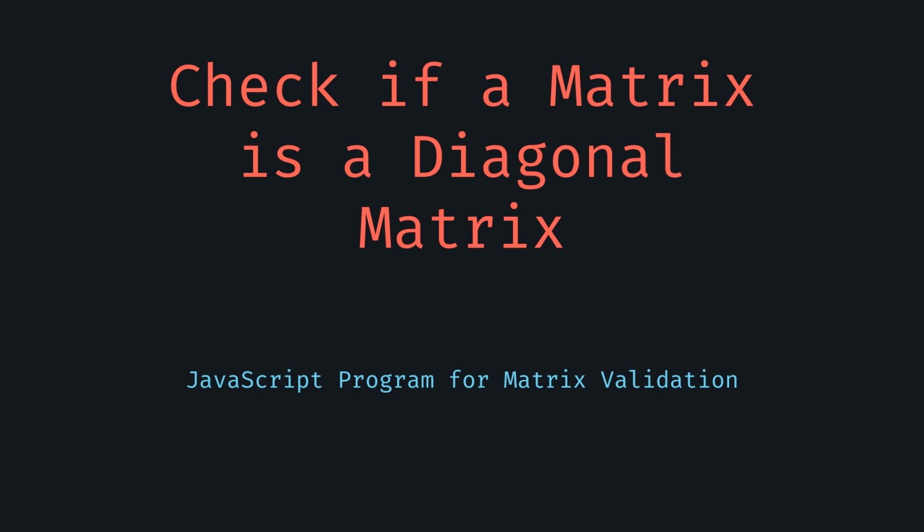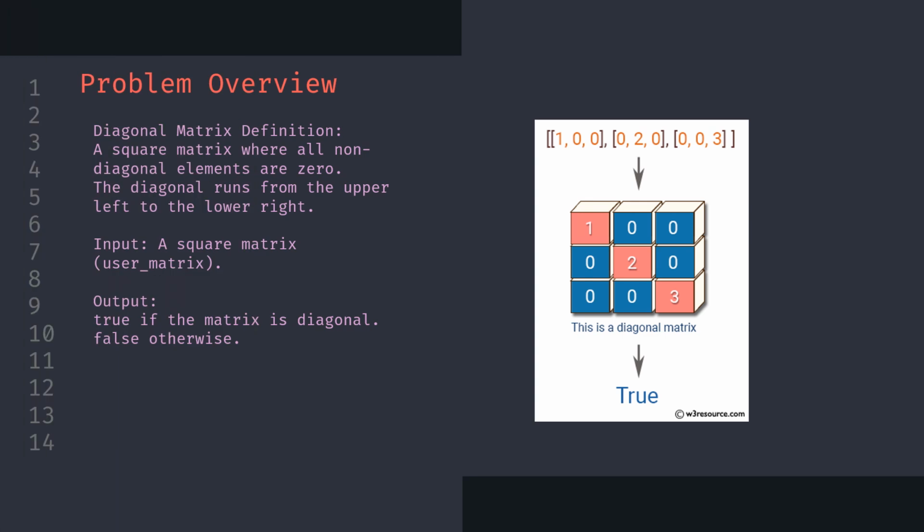In this session, we check if a given matrix is a diagonal matrix. A diagonal matrix is one where all elements outside the main diagonal are zero. Let's get started. A diagonal matrix has zero values for all elements except those on the diagonal. Our goal is to validate whether a given matrix meets this condition.